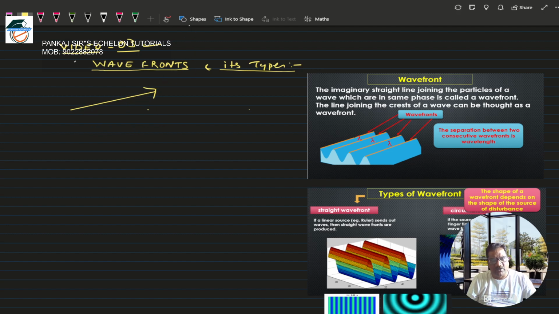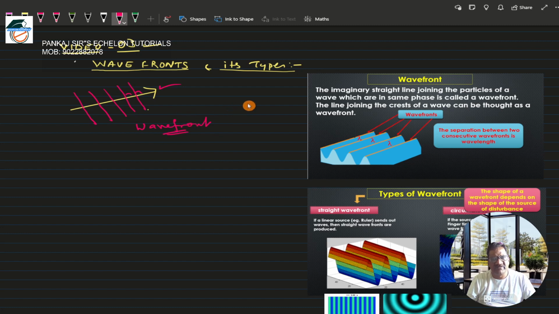If you draw certain lines which are exactly perpendicular to this ray of light, can you see these red lines that I have drawn? These are the lines which are all perpendicular to this yellow ray. So this set of red lines is known as a wavefront. This is nothing but a wavefront.